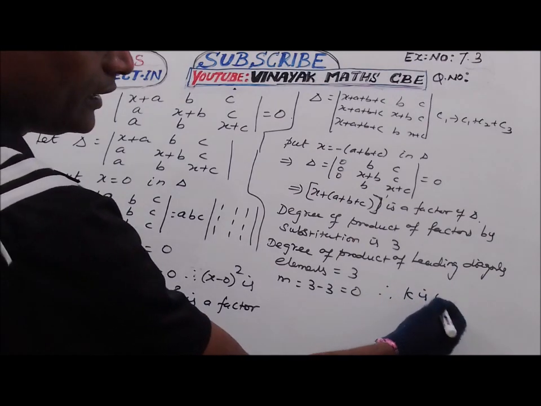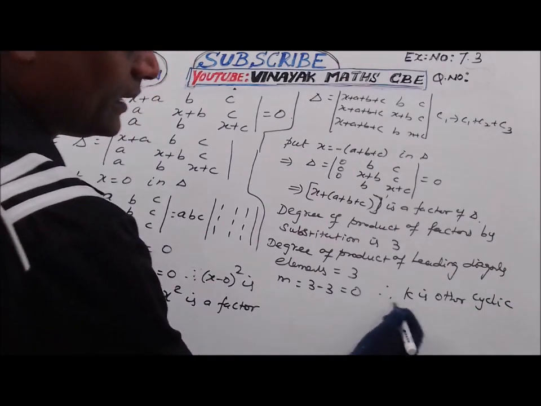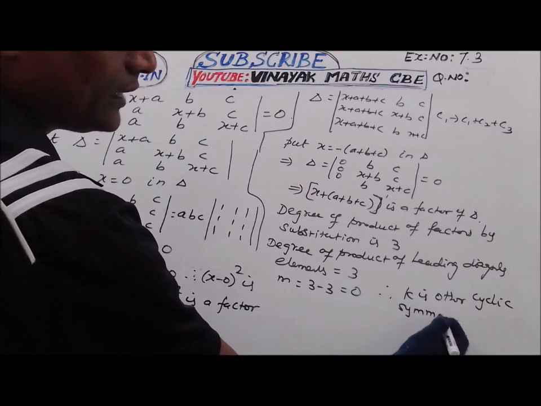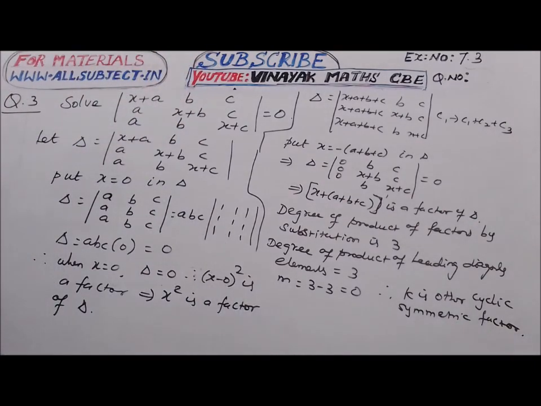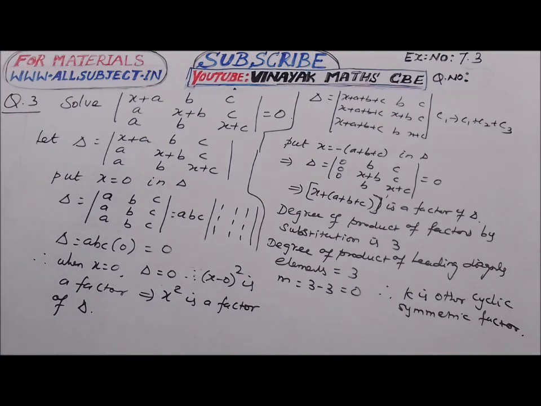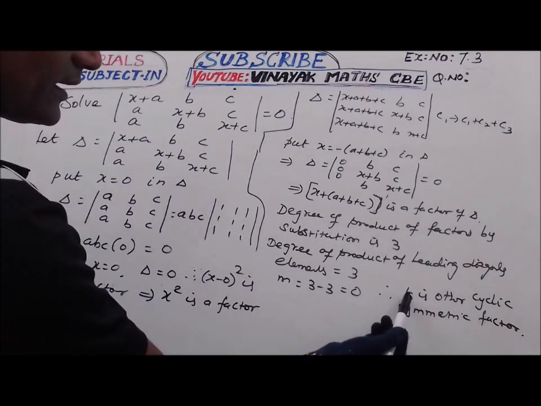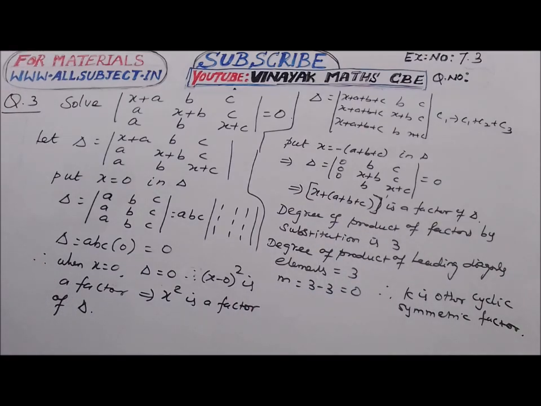Therefore k is the other cyclic symmetric factor. So we have the total factors: one factor is k, another one is x square, another one is x plus a plus b plus c. So we have these three factors.